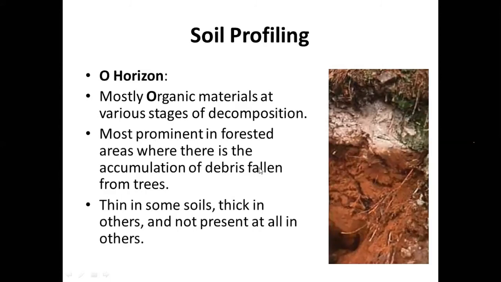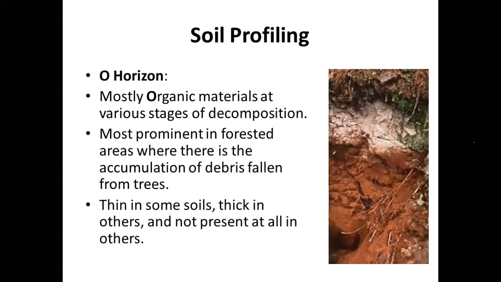And sometimes if there are no vegetative areas, there will be no O horizon, right? Because if we do not find any kind of vegetation, there will be no O horizon. So there might be some soil profiles where we do not find an O horizon. So these were the different types of horizons.